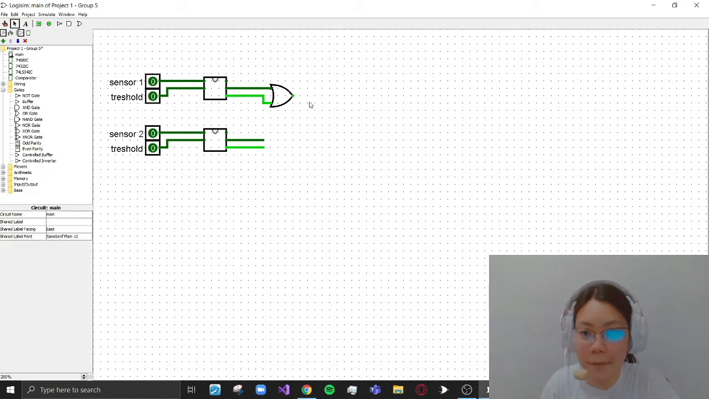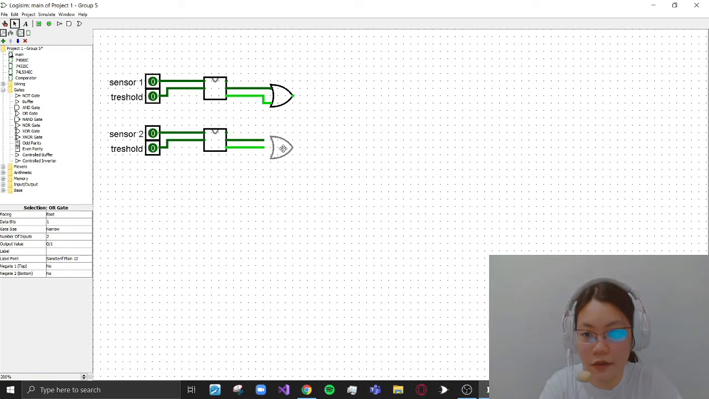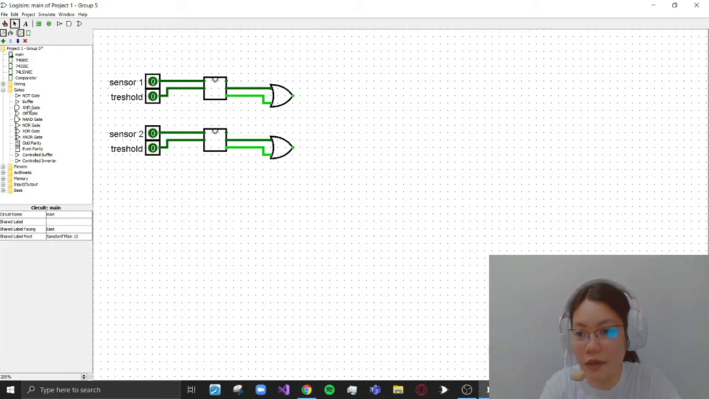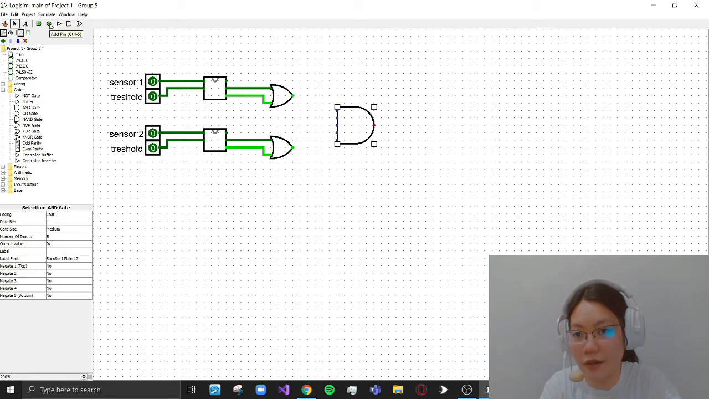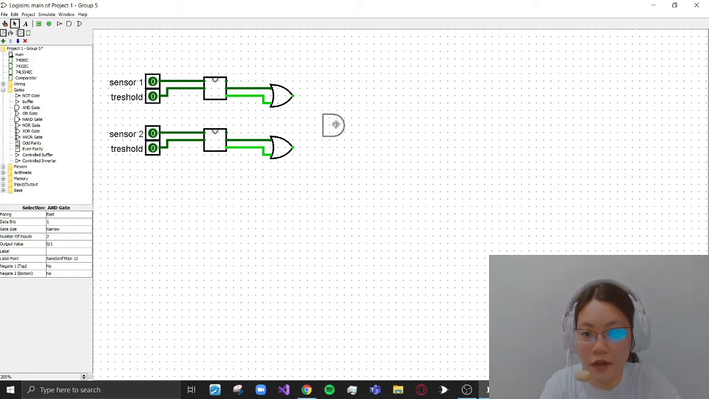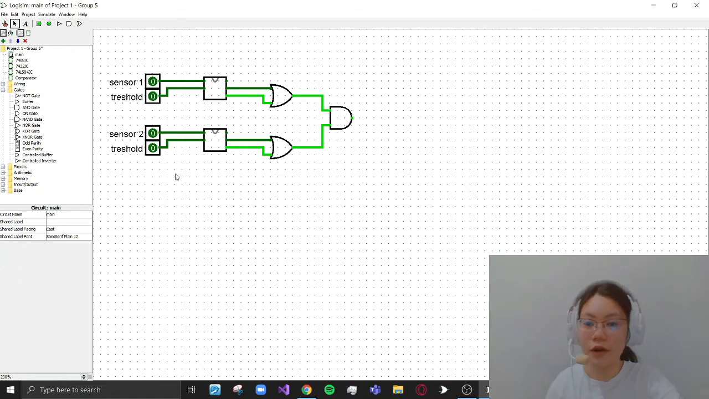Okay. Another one. So why did we use the OR gate? Because we'll be combining them using an AND gate. So lagyan na lang natin ng output. We can see naman that when the wire is green, it is turned on, and when the wire is dark green, it is turned off. So we can see here that all of the sensors are turned off, as well as the threshold.